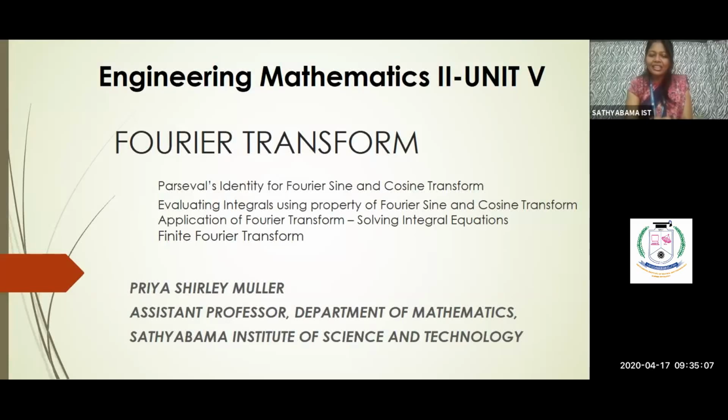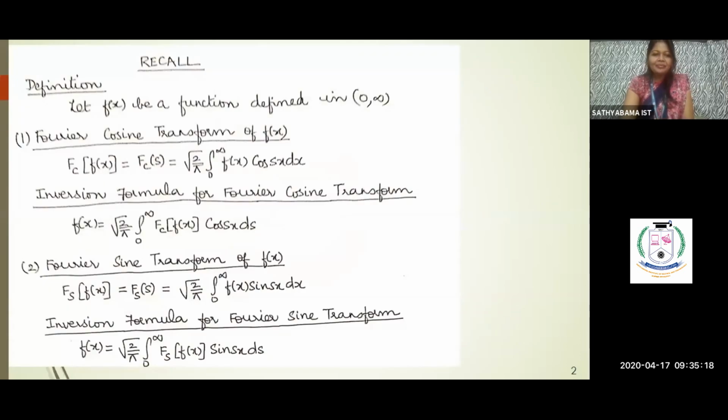Sine and cosine, I thought we will first start with recalling the definition of Fourier cosine transform and Fourier sine transform, because we'll be using that throughout. All right, so let's begin. This is the basic definition that you have to know.